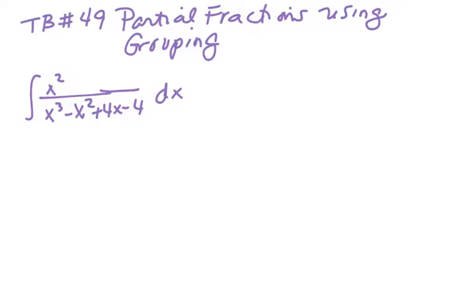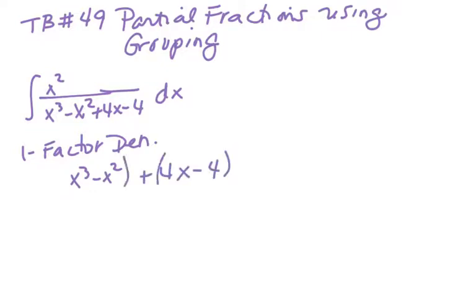So this partial fraction decomposition is a little bit different because you have to factor the denominator by grouping. Looking at the denominator, you may or may not recall the factoring technique of grouping, but if you group these two things together, what you can do is factor out an x squared from the left-hand side, and you get x minus 1.